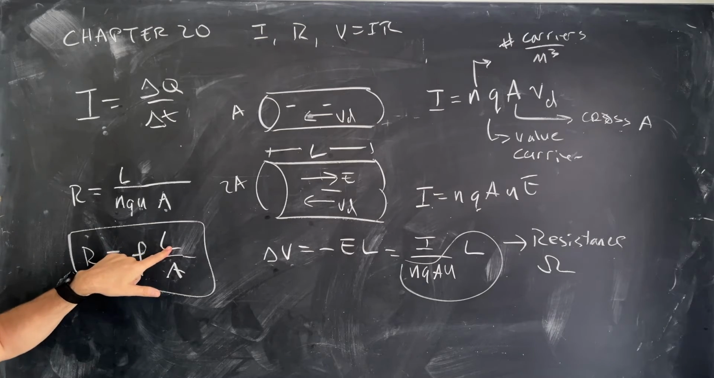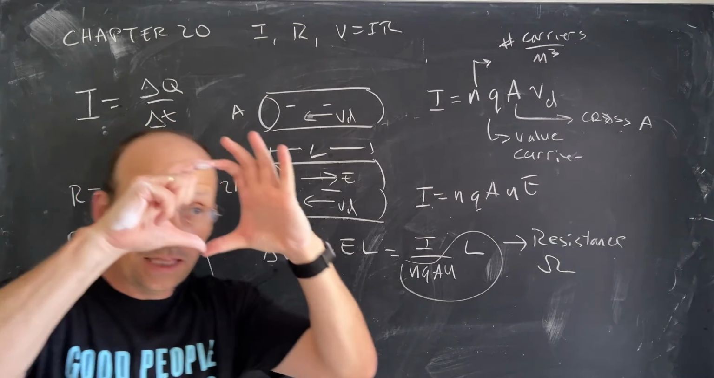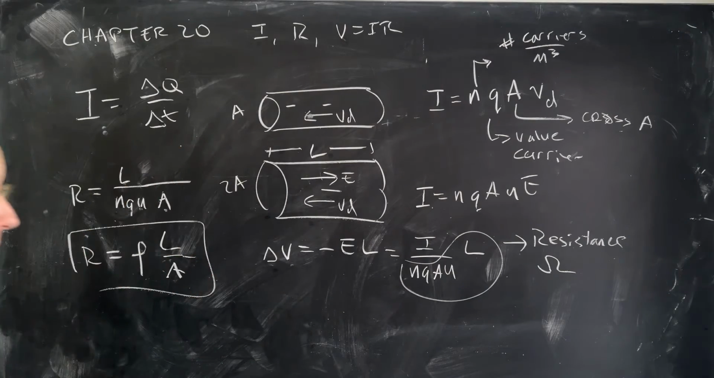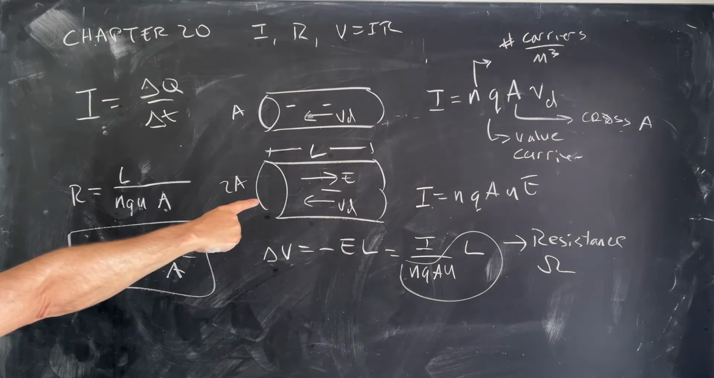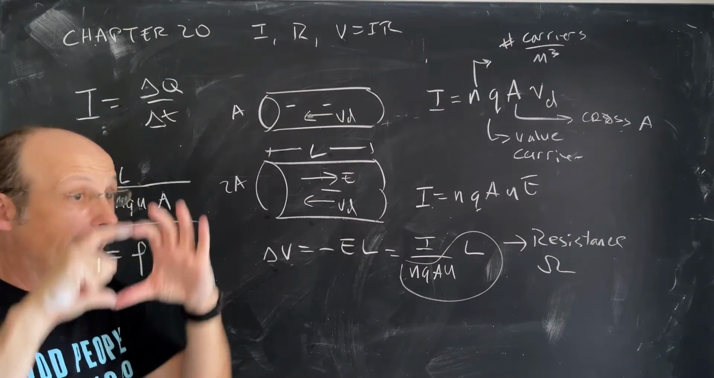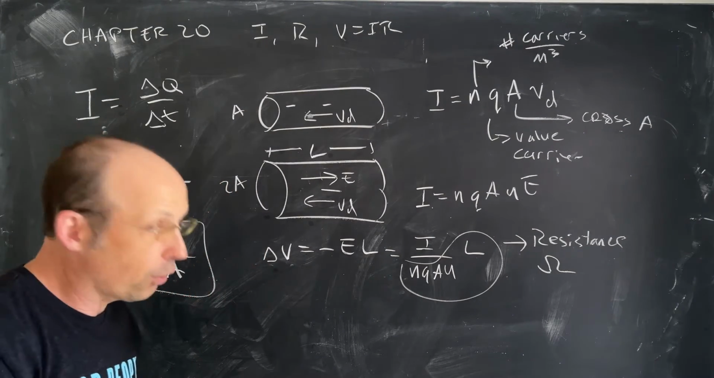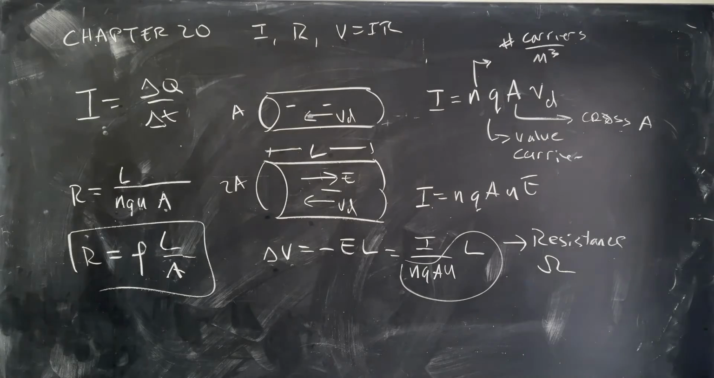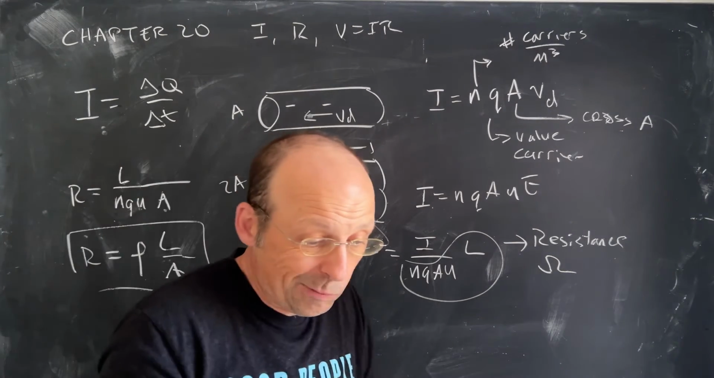So a longer wire has a greater resistance. A thicker wire has less resistance. And it's because the resistance tells you the current per voltage. And here, if I have a wider wire, I'm going to get more current. So therefore, lower resistance. Okay, that was a lot. But it was important stuff there.